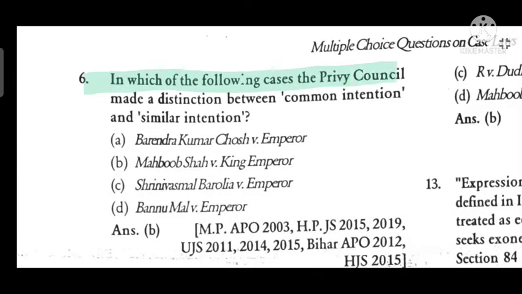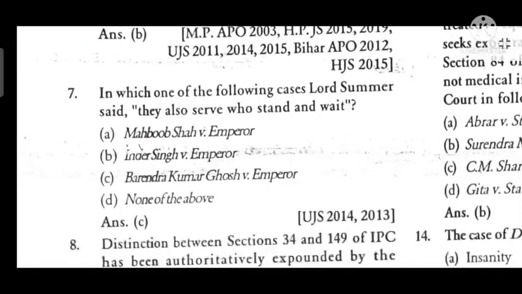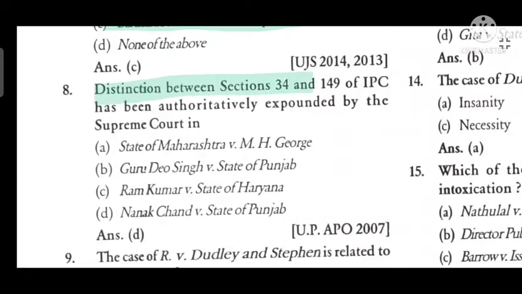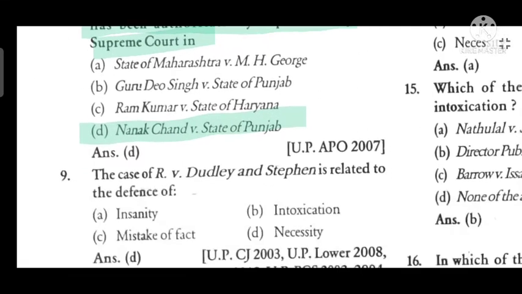In which one of the following cases did the Privy Council make the distinction between common intention and similar intention? Mahbub Shah versus King Emperor. In which one of the following cases did Lord Sumner say they also serve who stand and wait? Barendra Kumar Ghosh versus King Emperor. The distinction between section 34 and 149 was authoritatively expounded by the Supreme Court in Nanak Chand versus State of Punjab.